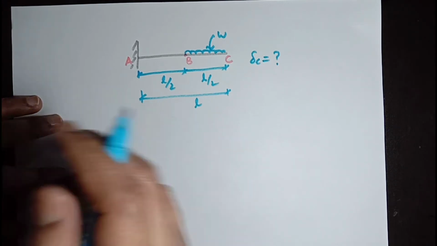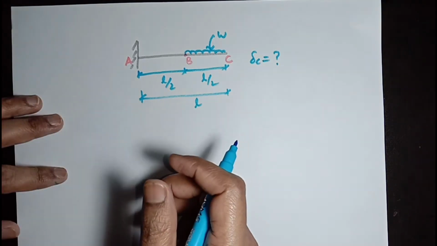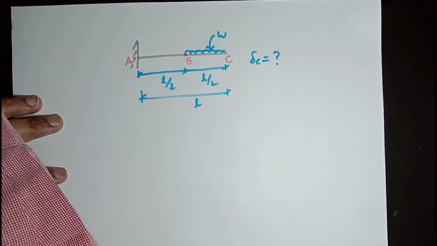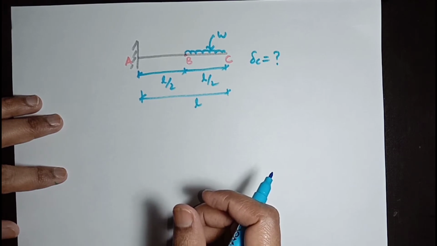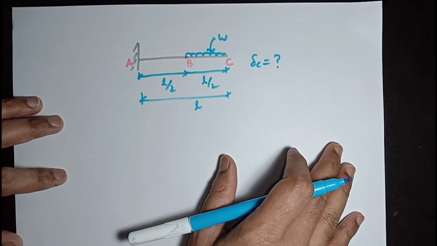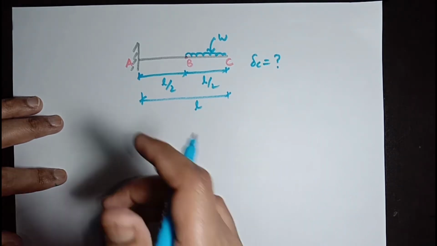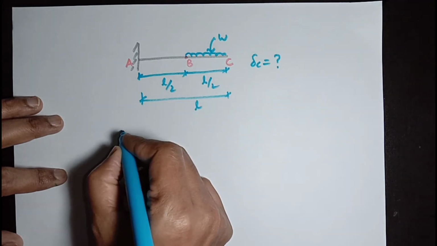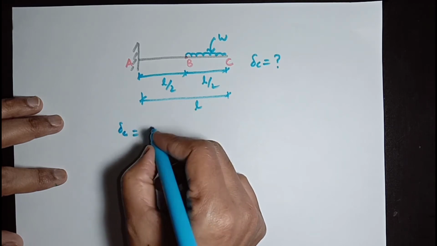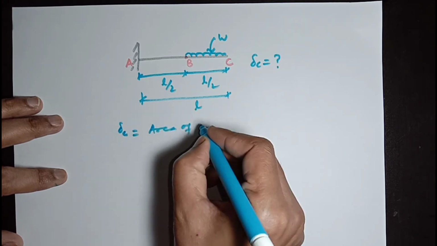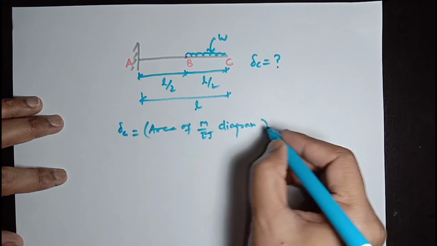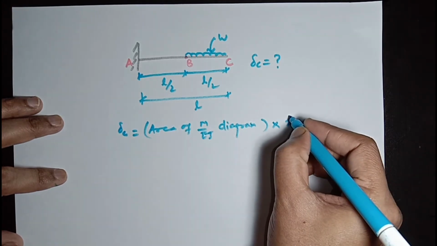Now as we are going to find deflection at C using the moment area method, for that we need to find the M over EI diagram, and after that I will be finding the centroid of that M over EI diagram and multiplying with it. The area of the M over EI diagram with the respective centroid will give the deflection at point C. So from the moment area method, deflection C will be the area of the M over EI diagram multiplied with its centroid.